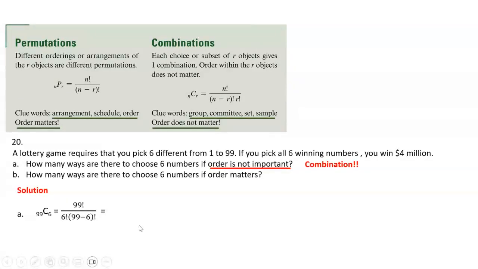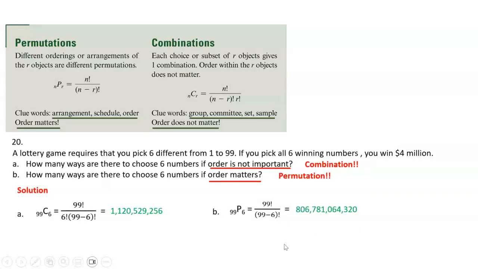This is a formula, guys, or you can plug it into the calculator. So this is the answer they should give you. What is it? 1,120,429,256. Now for part B, order matters, so it's going to be a permutation. It's going to be 99 permutation 6, and the solution will be 806,781,064,320. Okay. So here, guys, what you have to know are the keywords to see which ones you're going to be using.